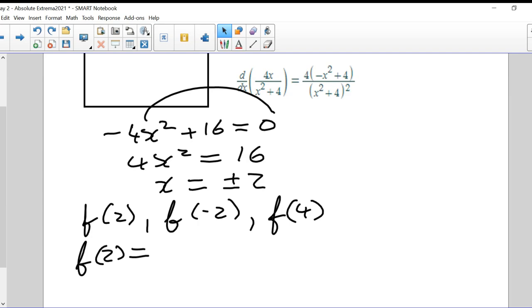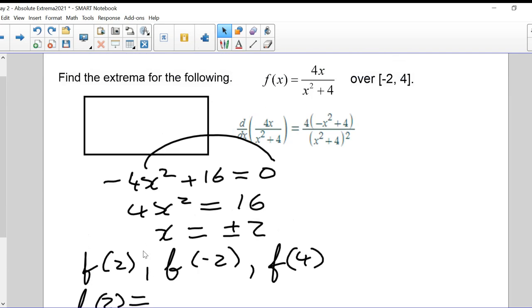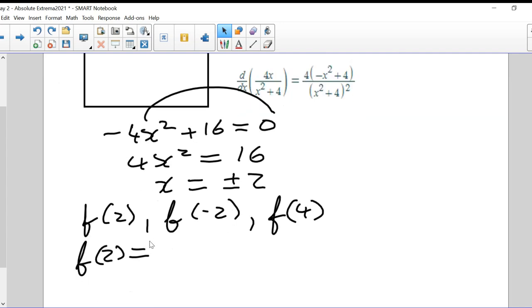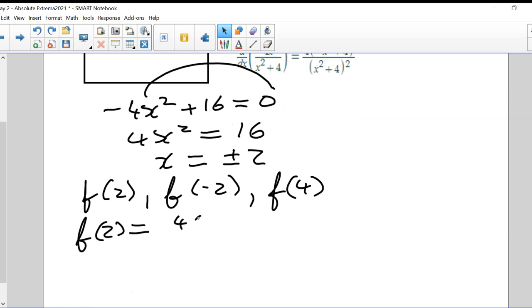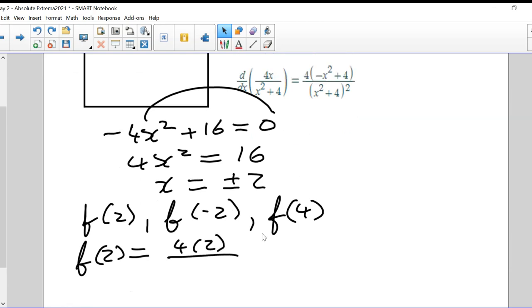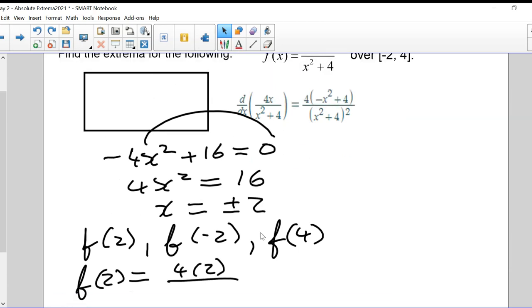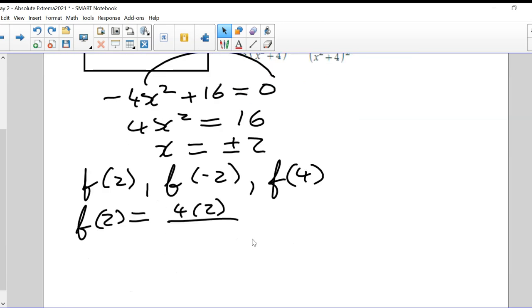Okay, so f of 2 would be, remember, you're not putting it into the derivative. Let me just point that out again. We're putting it into the original function. So that's 4 times 2 divided by 2 squared plus 4. So for me, I'm getting 8 over 8, which is 1. Okay, so that's one answer.